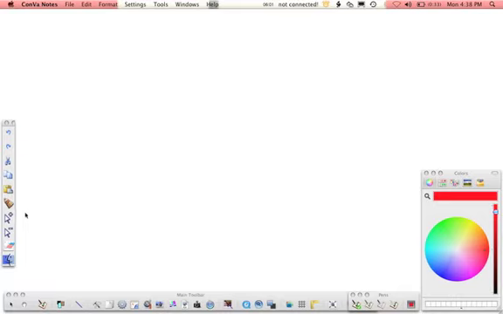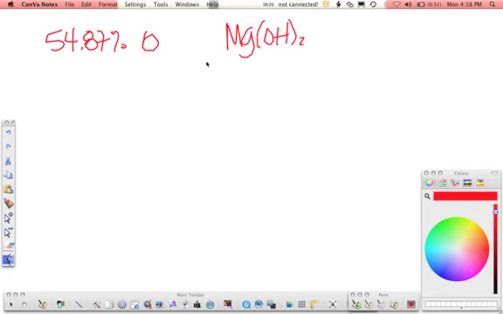Last one we're going to do is number 3. It looks a little bit different and might kind of throw you off a little bit because they already give you the percentage of oxygen as 54.87% oxygen in the compound magnesium hydroxide, which is Mg(OH)2, but you don't really need to know that.